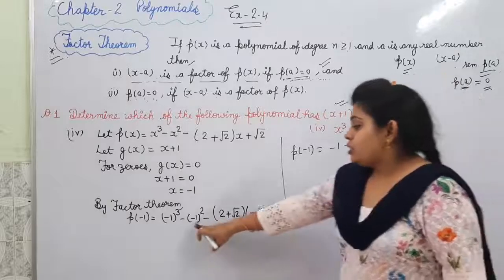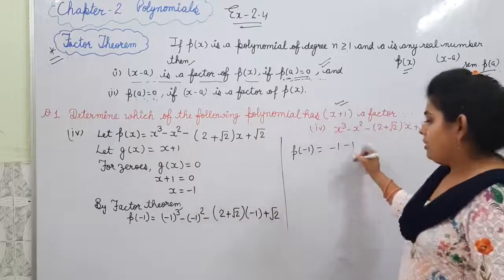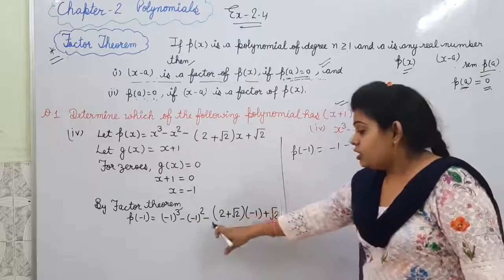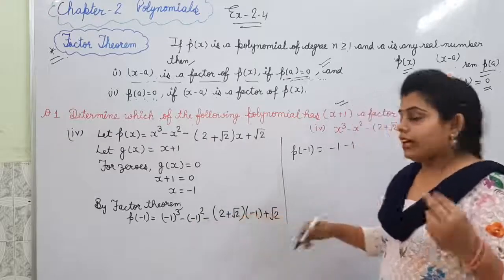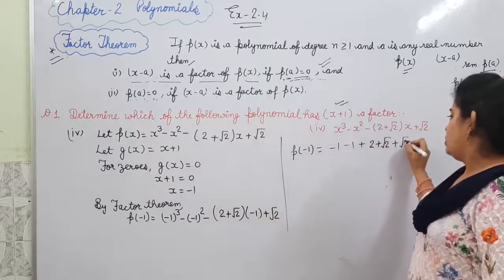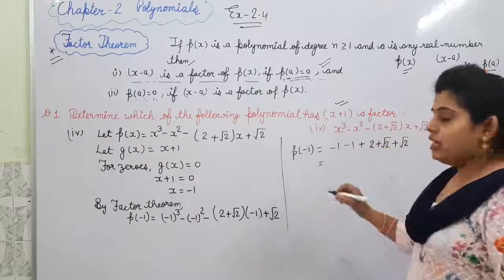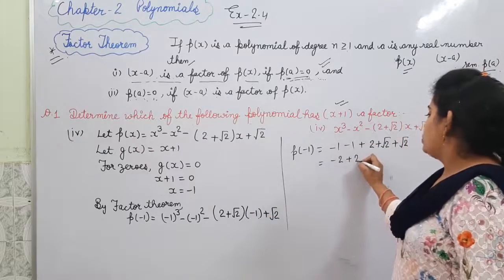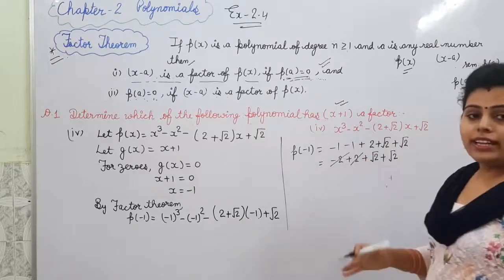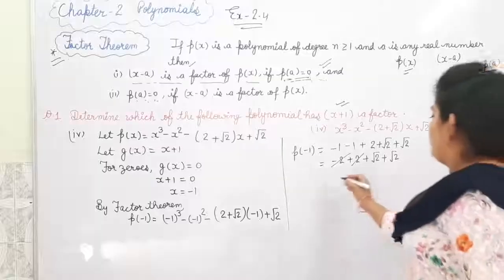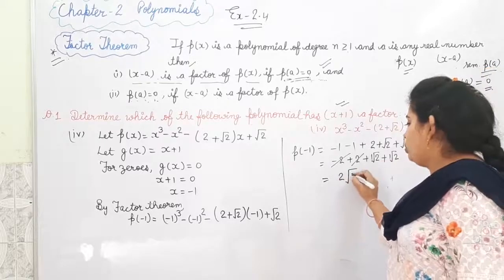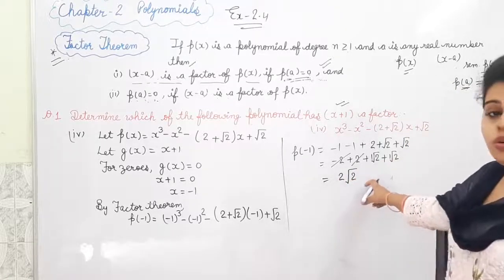Minus sign is there. Square of minus 1 is 1. Now minus, because these are in multiplication, so minus 1 multiplied by minus we will get plus, and from here 2 plus root 2 plus root 2. Minus 1 minus 2 plus 2 plus root 2 plus root 2. 2 minus 2 will cancel each other. What we will get? 1 root 2 plus 1 root 2. We will get 2 root 2. And this is not equal to 0.